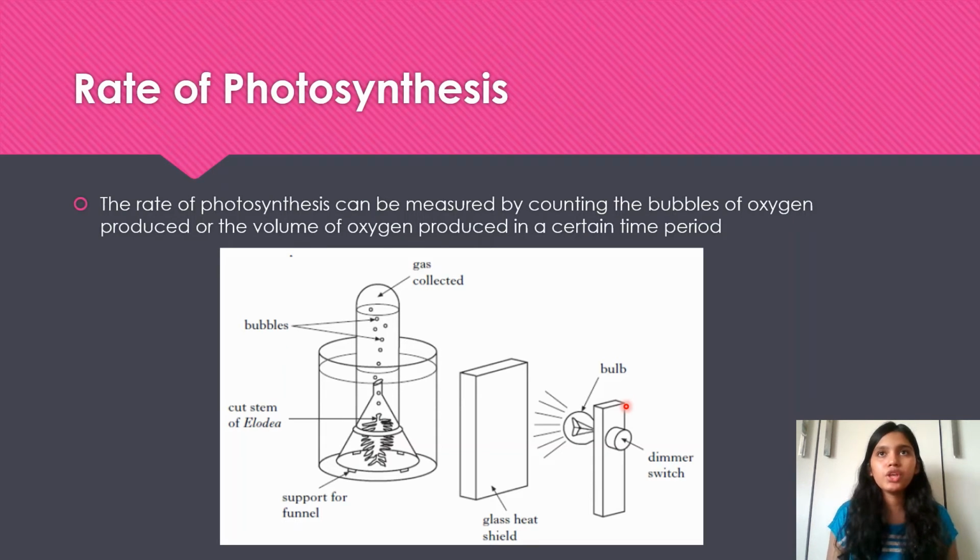For temperature, you use a thermostat or a water bath and you change the temperature accordingly. And for carbon dioxide concentration, you use chemicals like sodium hydrogen carbonate and soda lime once again to vary the amount of carbon dioxide being produced. There are many chemicals. Usually they give you which chemical can be used, but that was that. And then you count the number of bubbles per time.